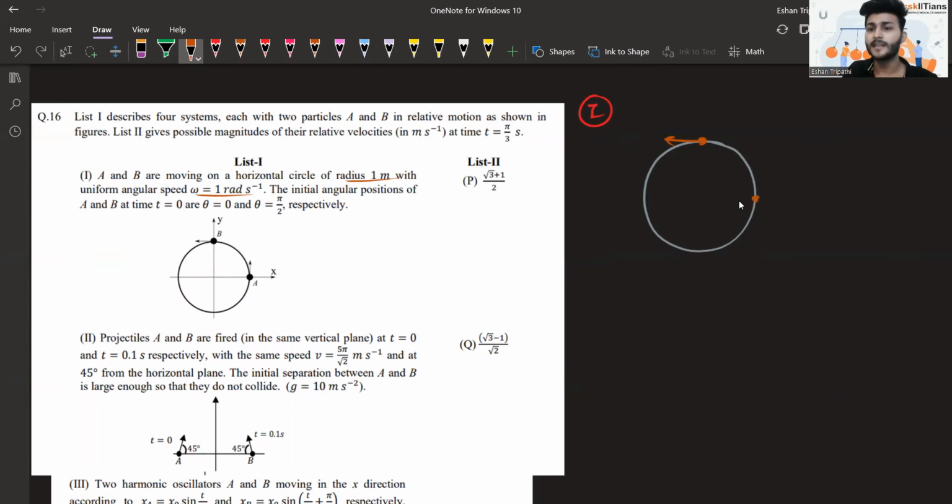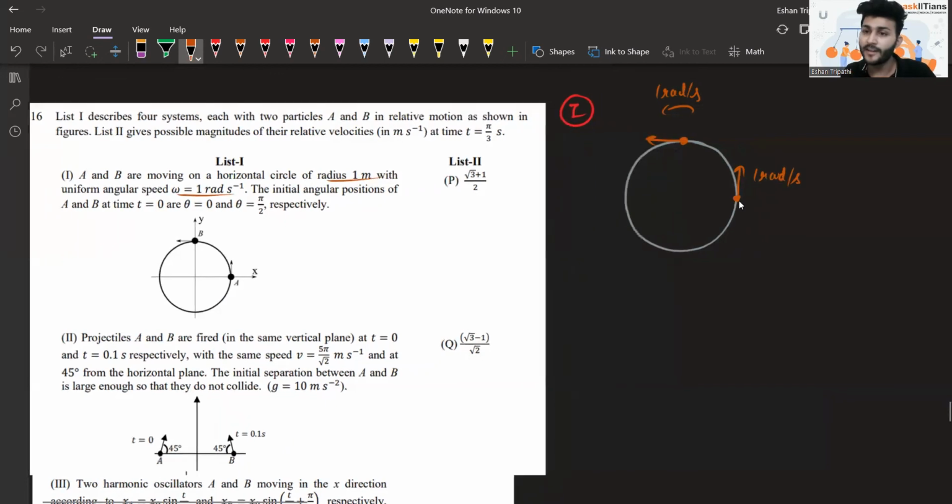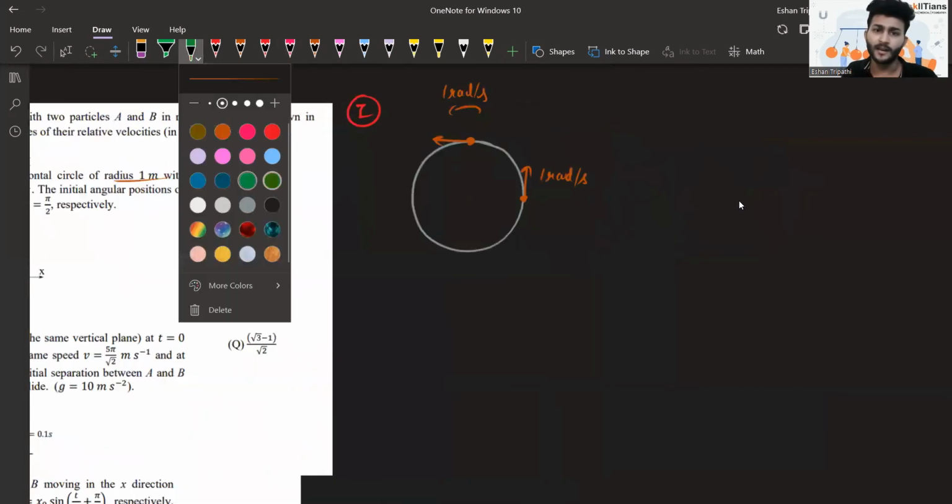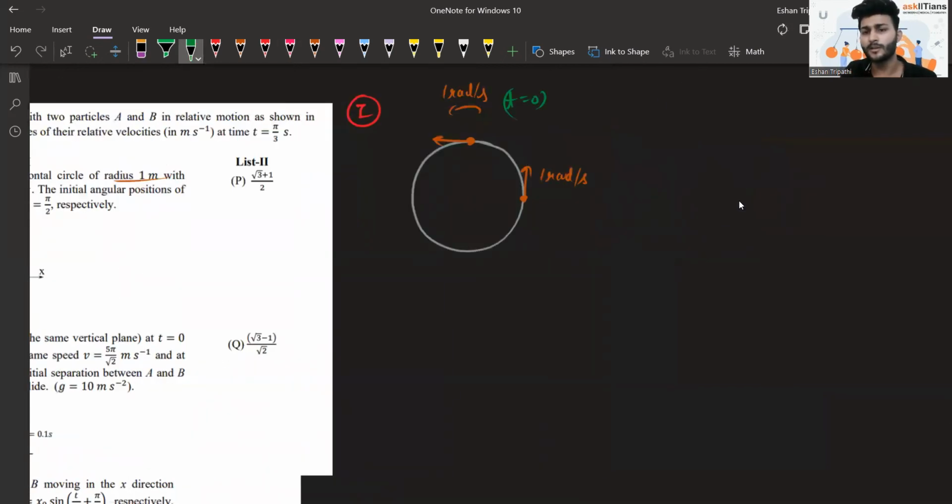Okay, see, here it's given. This is moving with angular speed 1 radians per second. This is also moving with angular speed 1 radians per second. So they will always move with 1 radians per second. This is the situation given at t equal to 0. Probably at t equal to pi by 3 seconds, they'll be somewhere else. But I don't care. Because wherever they are, they will still move with 1 radians per second, and at an angle of 90 degrees.